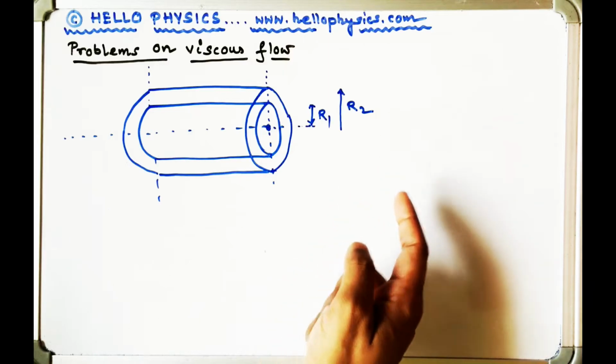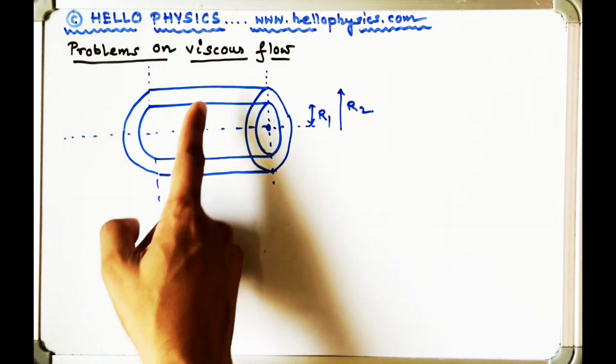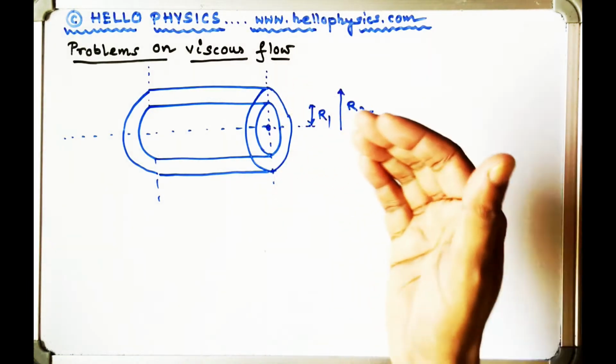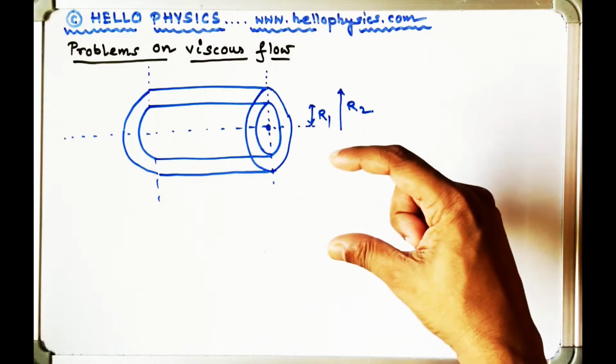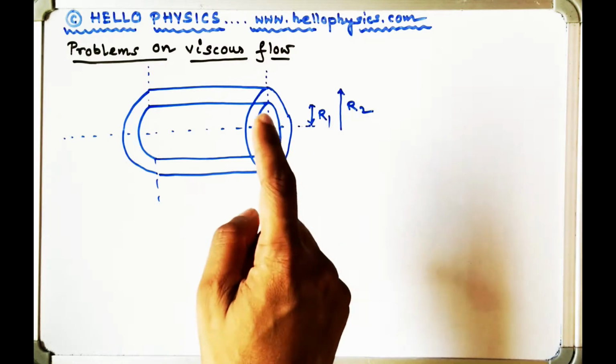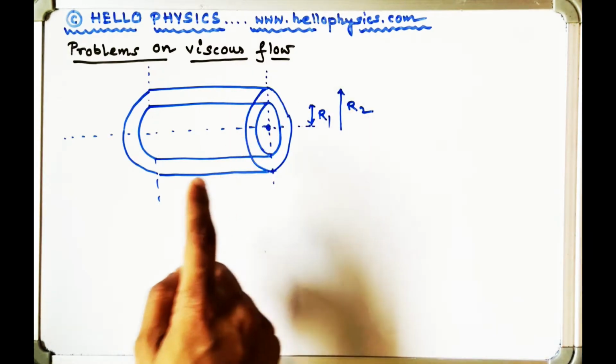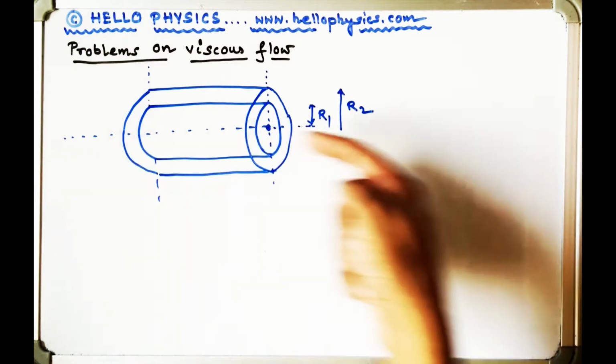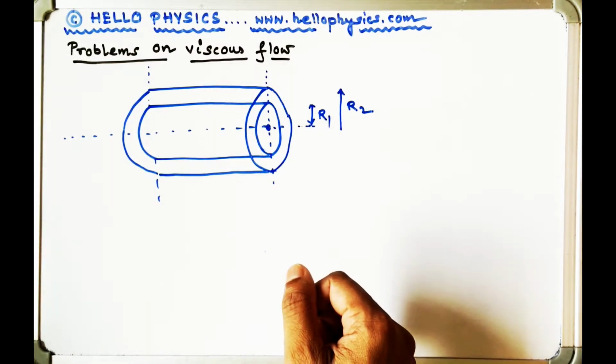As you can see in this diagram, these are two cylinders. The two cylinders are placed coaxially. That means the centers of both the cylinders are the same. The axis passing through the center is the same.